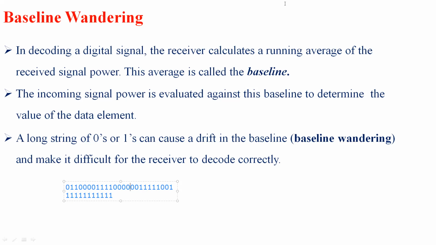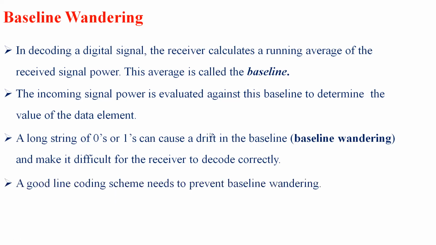So this is baseline wandering. A good line coding scheme needs to prevent baseline wandering. Why? Because baseline wandering is associated with long strings of zeros and ones, which cause difficulties or failures.